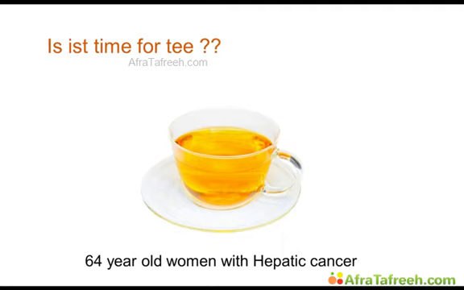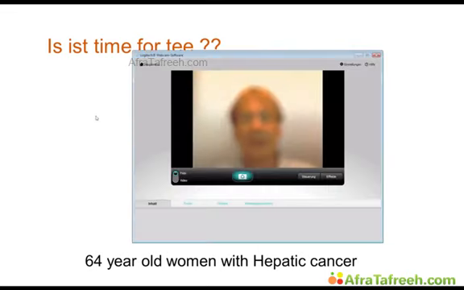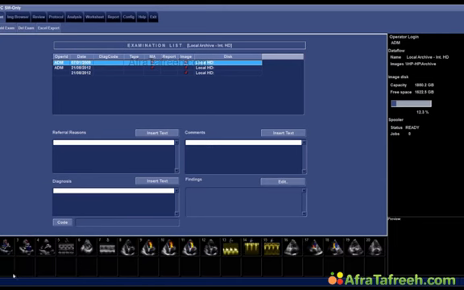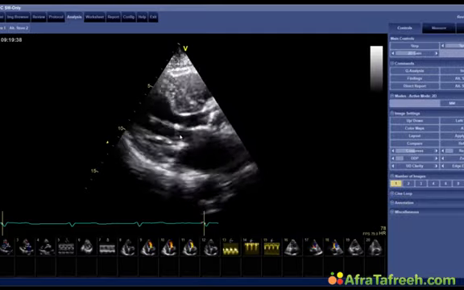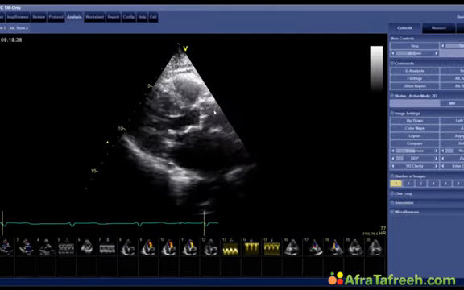Is it time for TE? And it's about a 64-year-old woman with hepatic cancer. First of all, I want to show you the study which was performed 3 years ago. It's the parasternal long axis view.